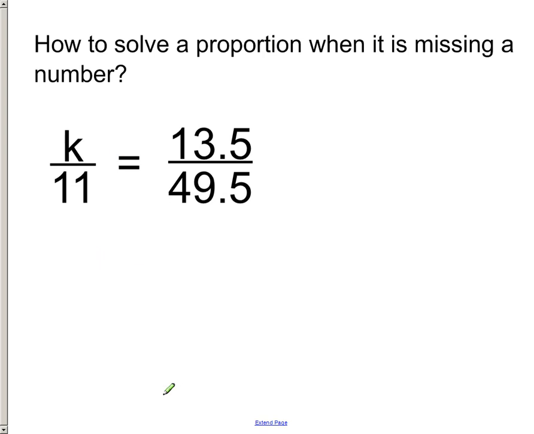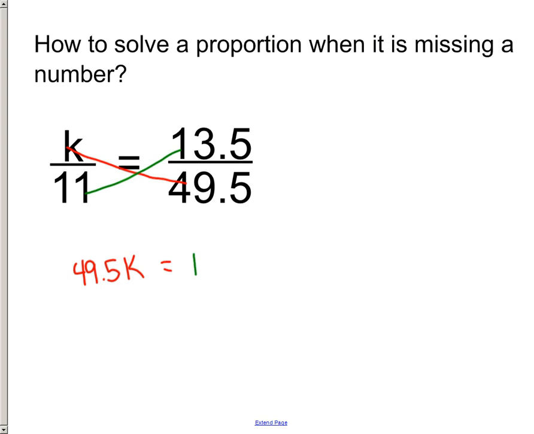Last one. Even if you see decimals, what I've just taught you is still true. So k times 49.5. Well, we write the number first and the letter second. We just kind of squeeze them together, right? And now 11 times 13.5. This is where you should be thankful you've got a calculator handy. Okay, 11 times 13.5 is 148.5.